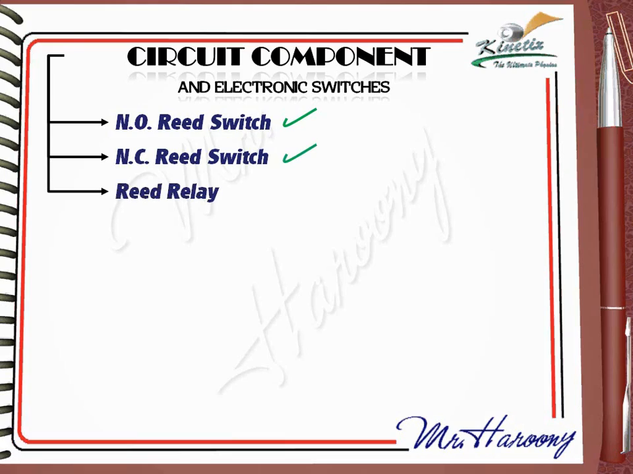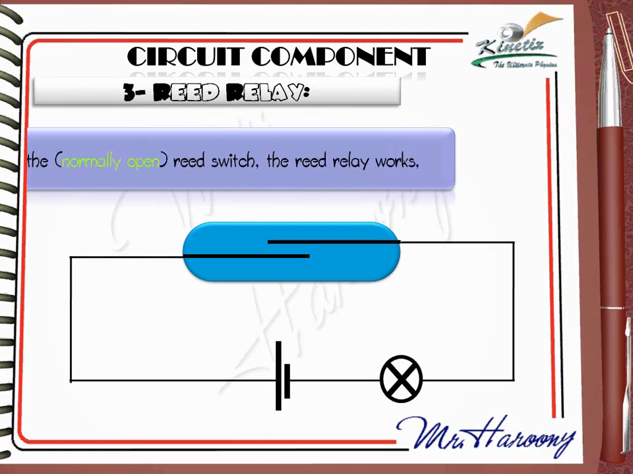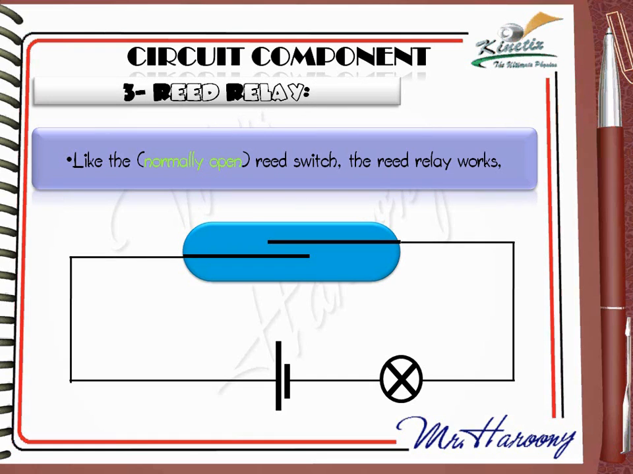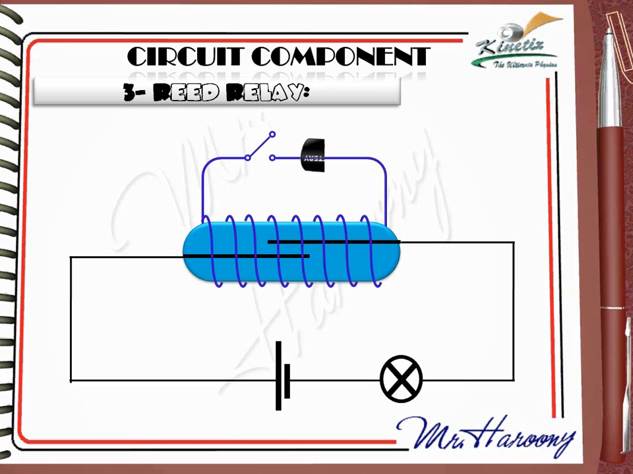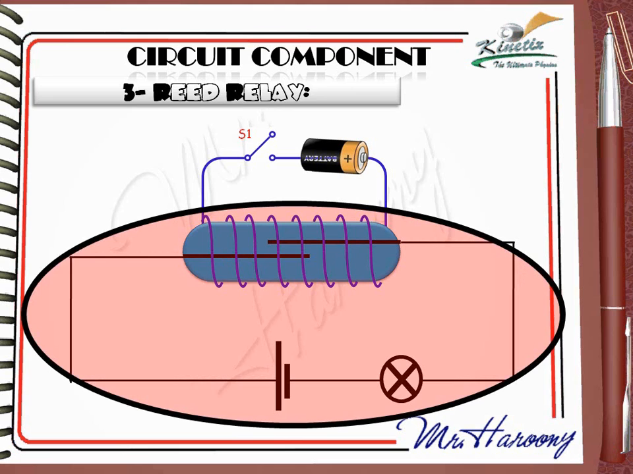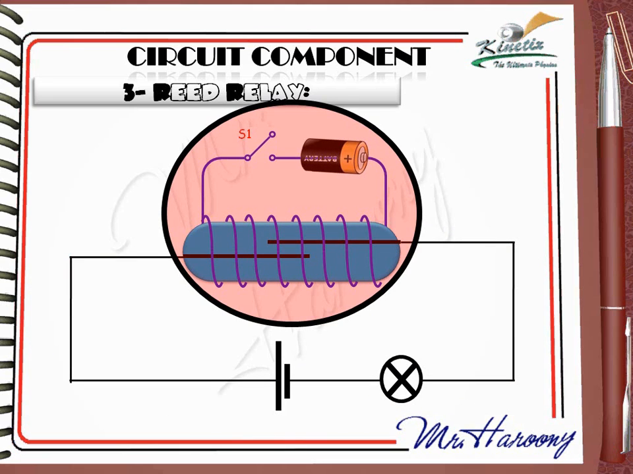Another switch is the reed relay. The reed relay works like the normally open reed switch. 2 reeds are made of soft iron, but in this case the bar magnet is replaced by a separate electromagnet circuit made of a coil of many turnings, a supply, and a switch. Now we have 2 separate circuits, the main circuit of the bulb, and this will be controlled by the electromagnet circuit. Note that there is no electrical connection between the 2 circuits.